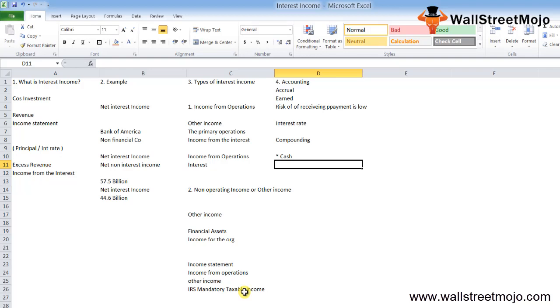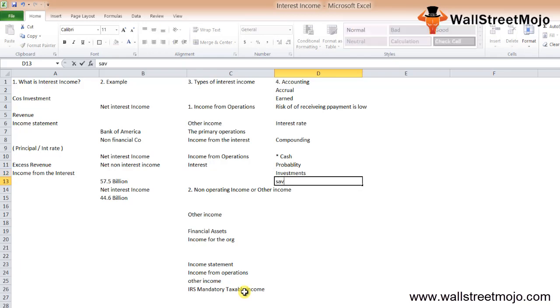In the latter circumstance, this can only be reported if there is a probability of receiving the cash and the amount of payment to be received can be ascertained. It is obtained from the investment or investments of the entity that pay interest, such as a savings account or any CD, that is, a certificate of deposit.